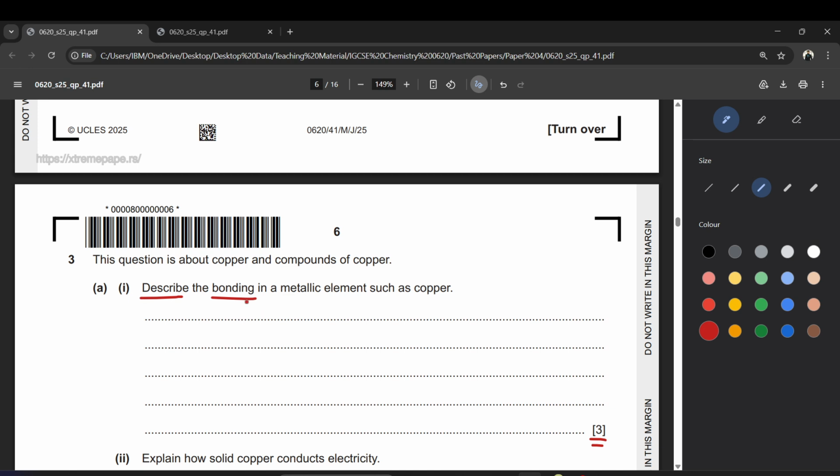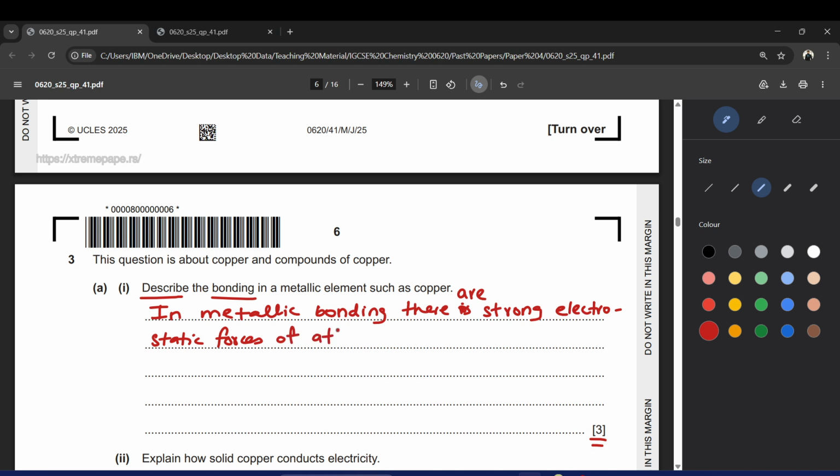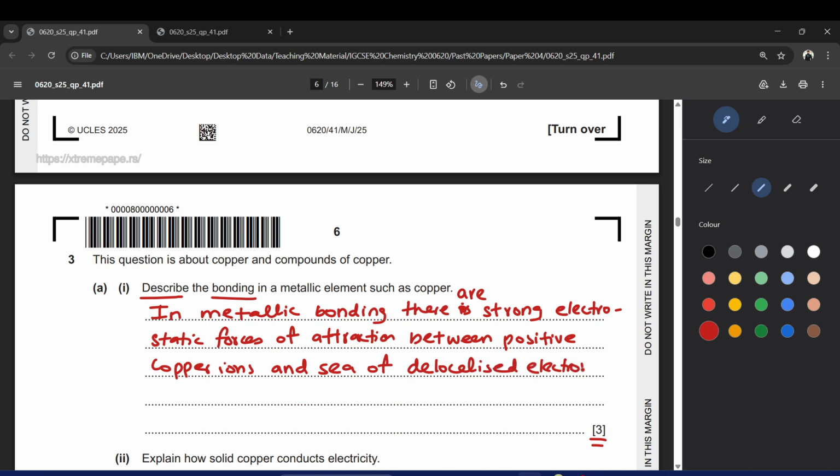Okay, all right. So first of all, I'm going to say that in metallic bonding there are strong electrostatic forces of attraction between positive copper ions and a sea of delocalized electrons.